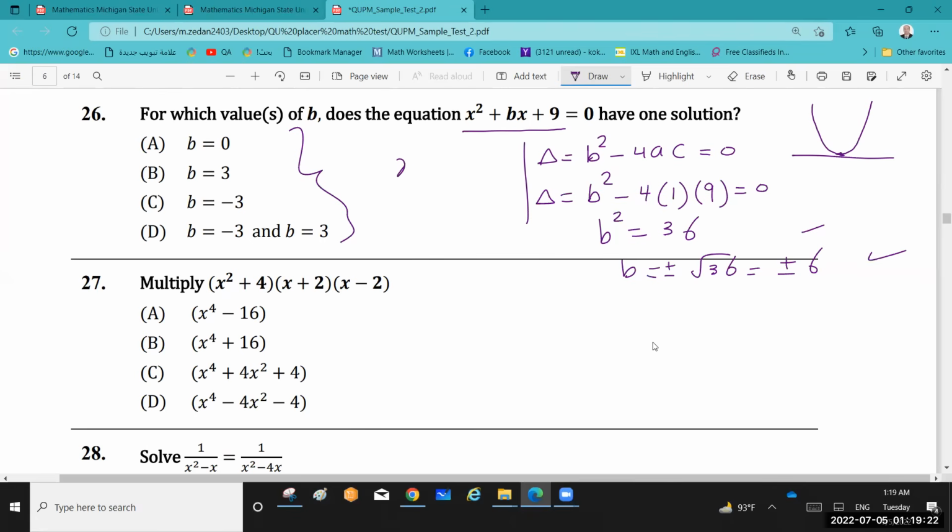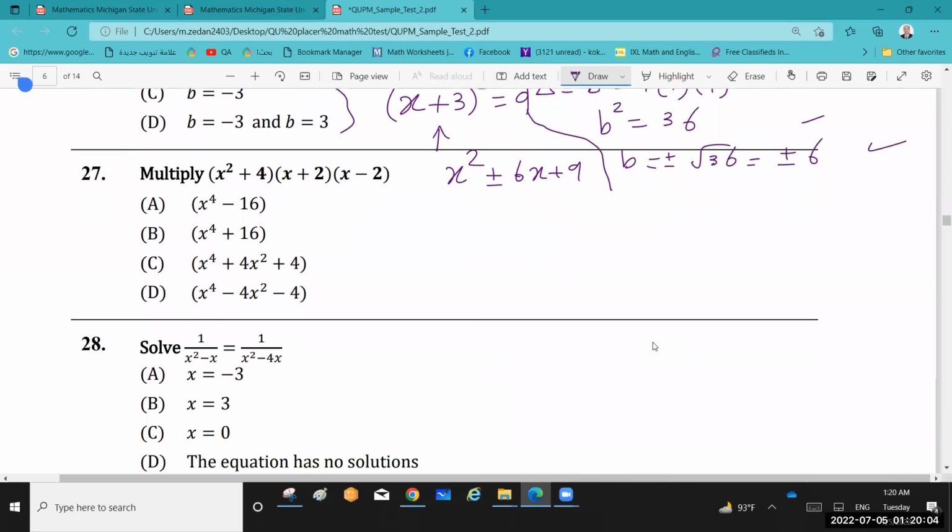In this case, the equation will be like this. Maybe he asked about this value. I don't know. The equation may have one solution, maybe x minus 3 all squared is equal to 0, and x plus 3 all squared. And in this case, when you expand it, you will get the equation x squared plus or minus 6x plus 9. So the b here, he asked about b. What values of b? This b must be 6, not 3. 3 is the square root of 9. Something is wrong, but this is the way to solve.